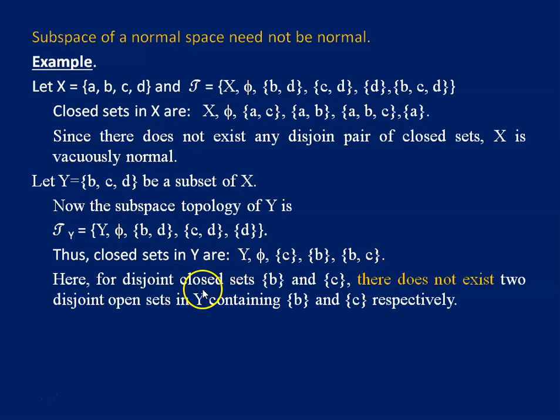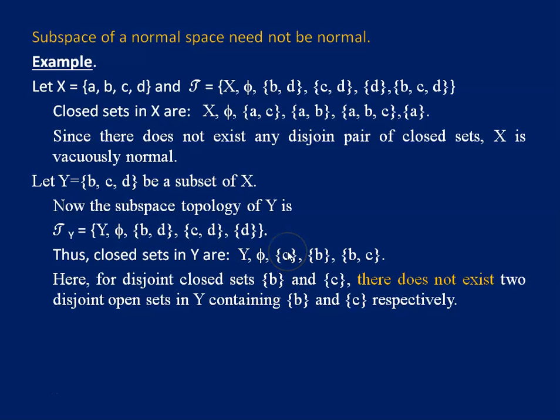Now here, B and C are two disjoint closed sets. But for these two disjoint closed sets, we don't have two disjoint open sets which separate them, because of the open sets we have. The open set containing C is {C, D} and the open set which contains B is {B, D}. But these two open sets are not disjoint. We cannot find any pair of disjoint open sets which separates these disjoint closed sets. So this space is not normal.